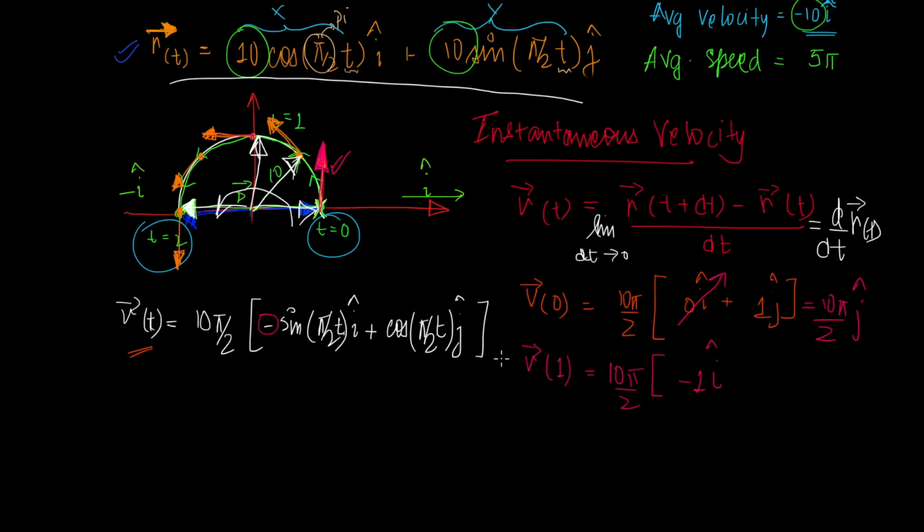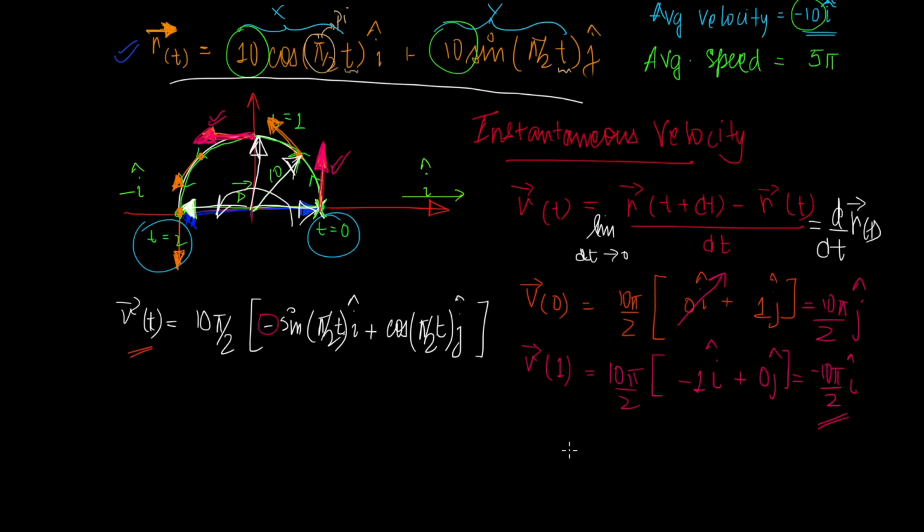What about cosine of pi by 2? Cosine of pi by 2 is 0, so you have 0 j cap. Therefore, at t equal to 1 second, v of 1 comes out to be negative 10 pi by 2 i cap. So it is indeed pointing in the x direction, and even in the negative x direction, which is what we anticipated at this point. So even that has been taken care of.